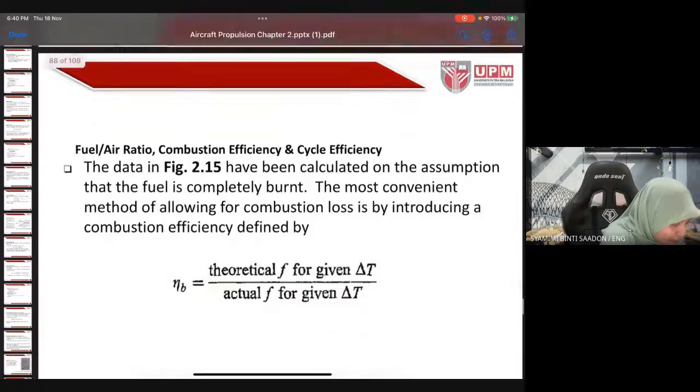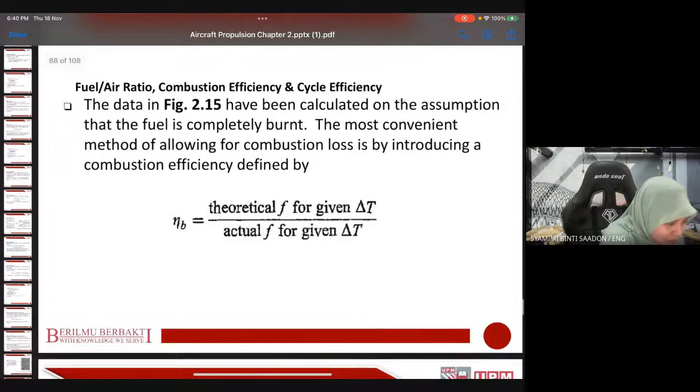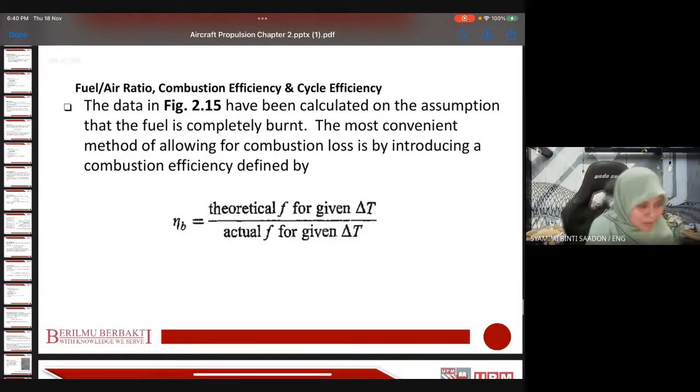And then what else? I talked in the session that the fuel is completely burned. The most convenient method of allowing for combustion loss is by introducing the combustion efficiency. Another efficiency, so there are many efficiencies, to account for the loss of the combustion process. But the general definition of efficiency stays the same. It's theoretical, ideal over actual. So just remember ideal over actual.